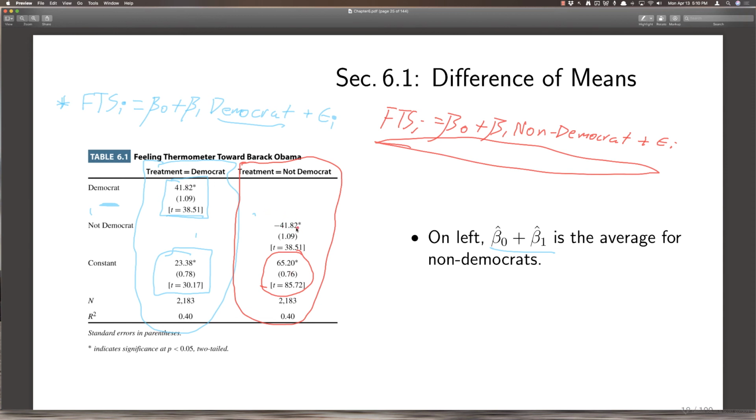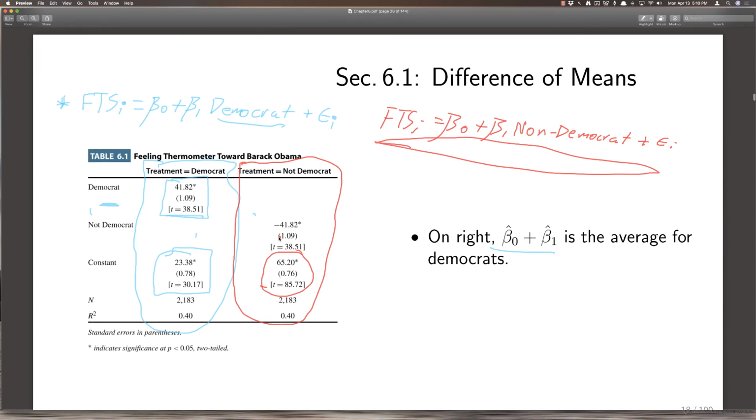What is this up here, all right? Well, this is the average difference between the non-Democrats and the Democrats, right? Here, non-Democrat is the 1. So there is a 41.82 decrease as you go from being a Democrat, you got a 0 for this variable, to being a non-Democrat, you got a 1 for this variable. So notice these are symmetric. The difference between the mean feeling thermometer scores across the two groups is the same. It doesn't matter which way we run the model.